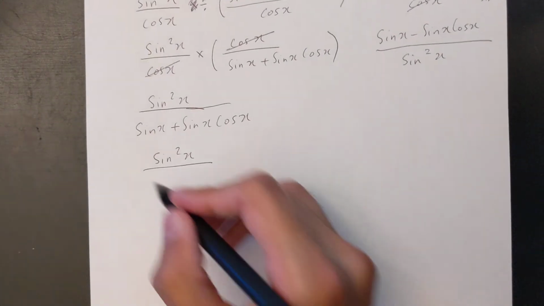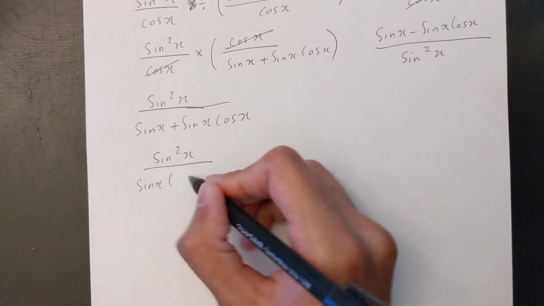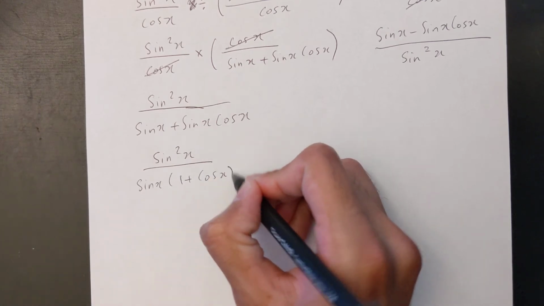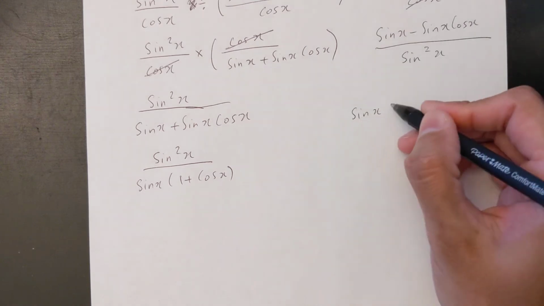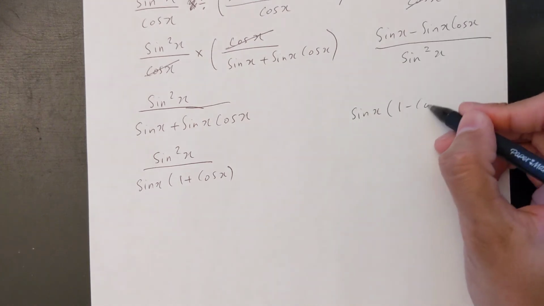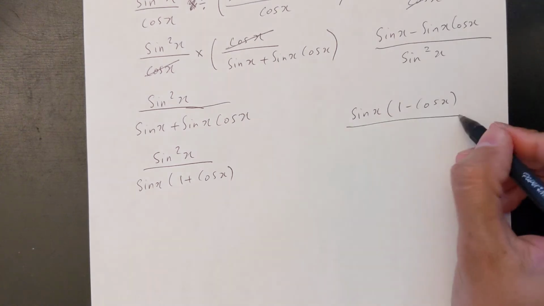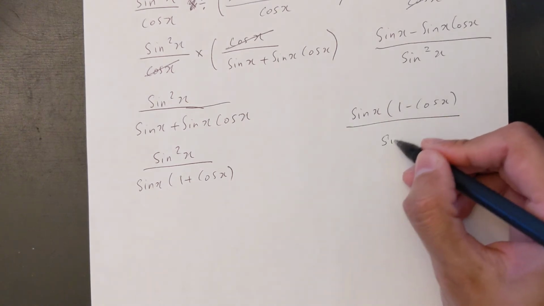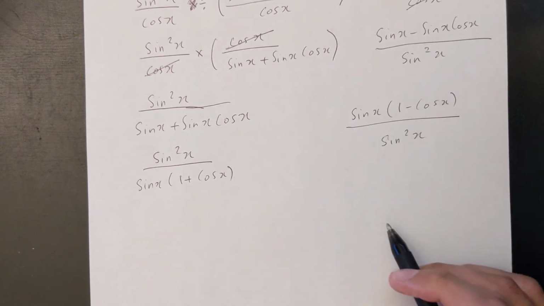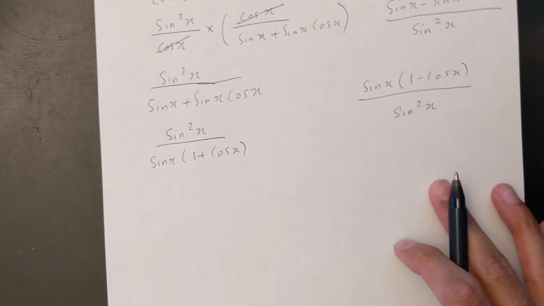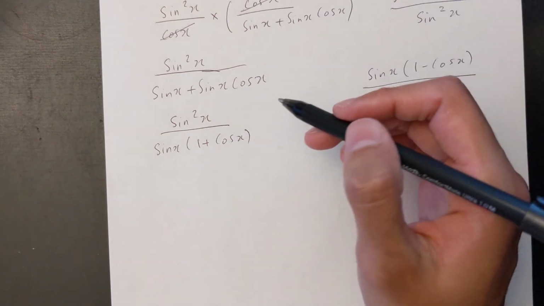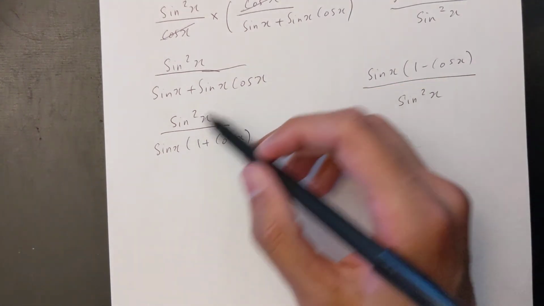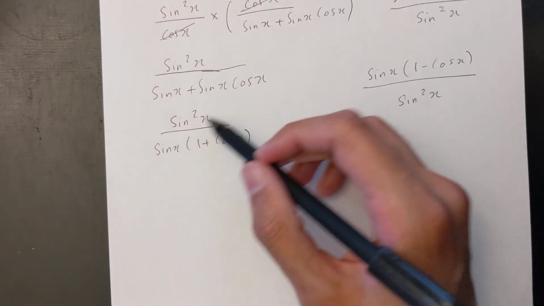So if I factor out sine x here, I'm left with 1 plus cos x. And if I factor out sine x here, I'm left with 1 minus cos x. Okay, now I can simplify this. I can cancel out the sines, or I can actually convert that.